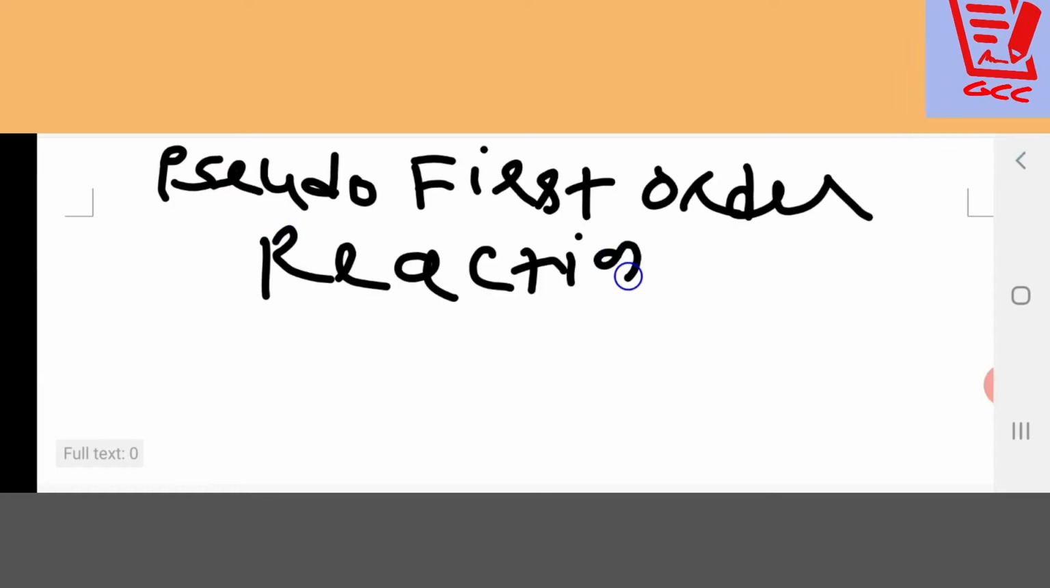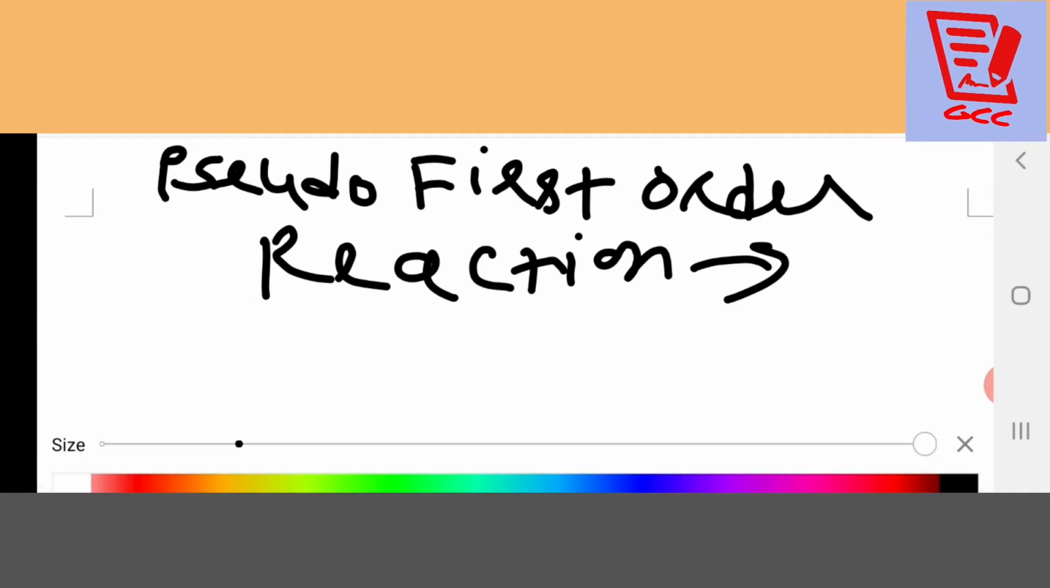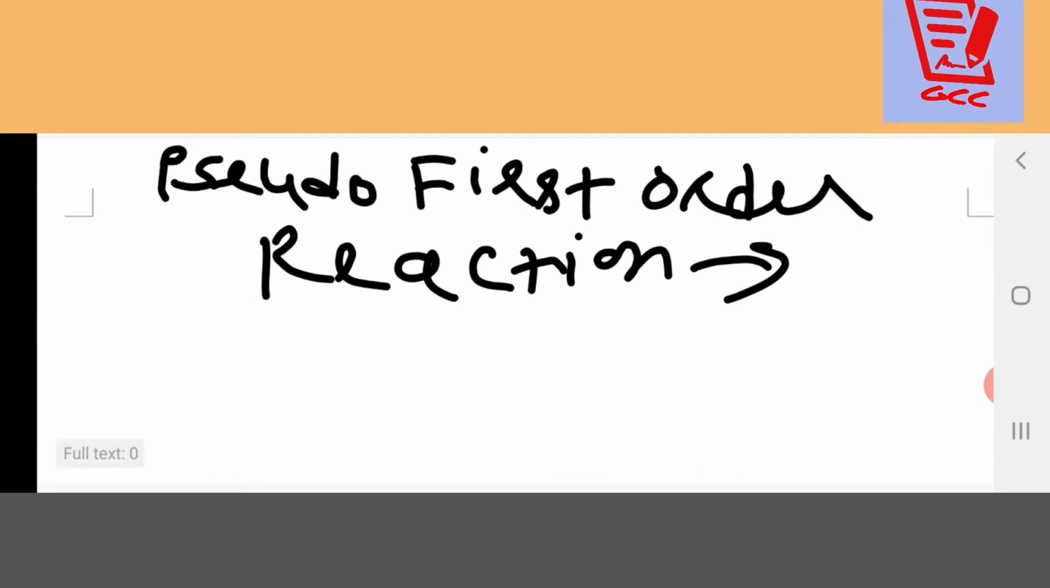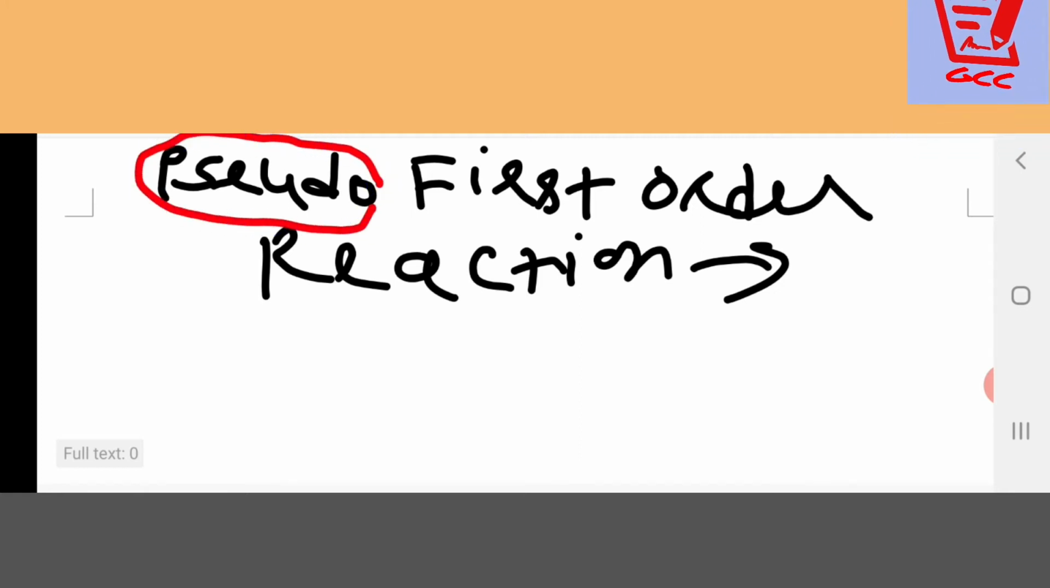But whenever we are talking about pseudo first order reaction, I hope you know very well the meaning of the word pseudo. Pseudo means what it looks like, but actually it is not there. That is called pseudo first order reaction.